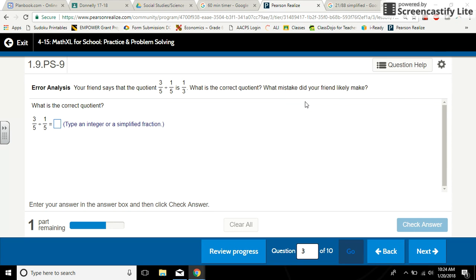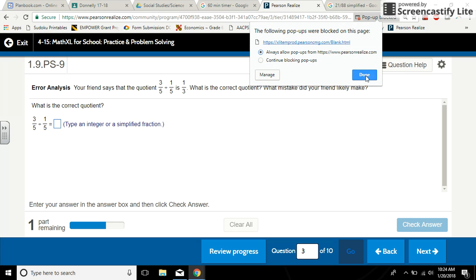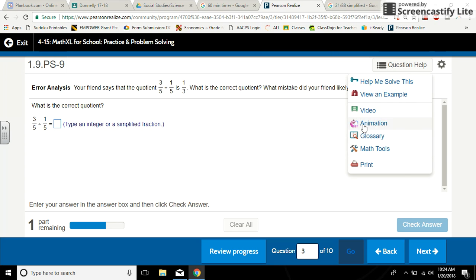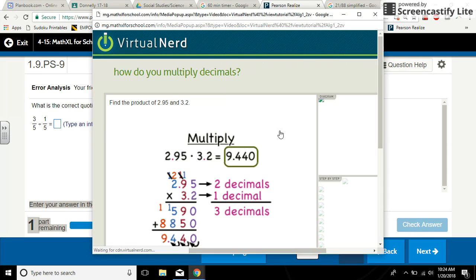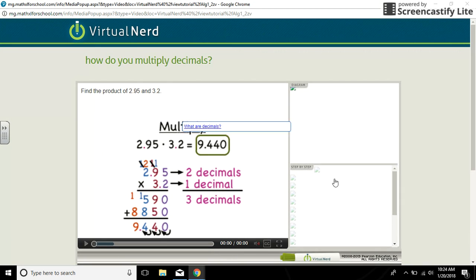So again, I'm stuck, don't know what to do, I'm getting the answer wrong, right? So I go to question help and you can watch a video. Oh, my pop-up is blocked, so I'm going to always allow pop-ups. And click on the video again, and it pops up. I'll give you a video. I'm going to make it full screen.